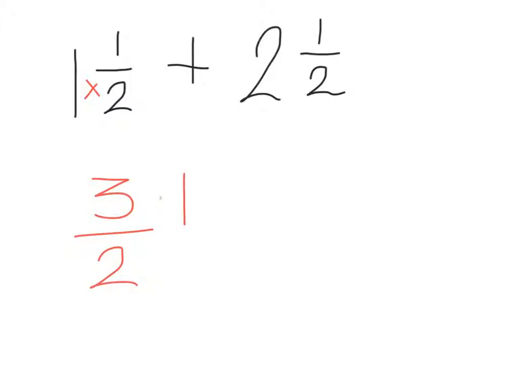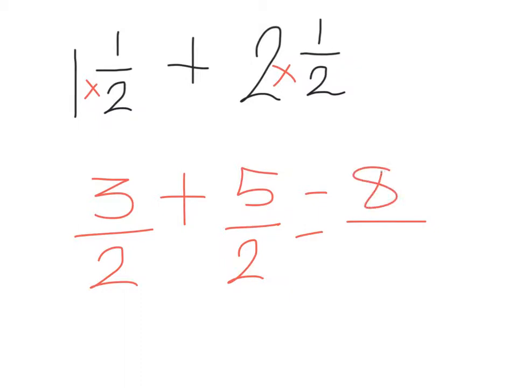I can now add that to the second mixed number, and like before, I'm going to multiply the whole number by the denominator. 2 multiplied by 2 is 4. Then I'm going to add on the numerator, which is 1. So the 4 plus the 1 is going to give me 5/2. So now I can add those two together. It gives me a total of 8/2, which I can then convert to a whole number.